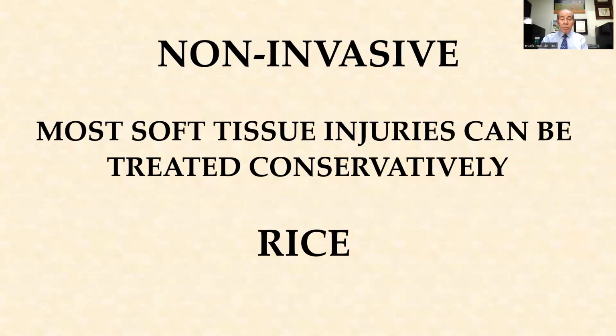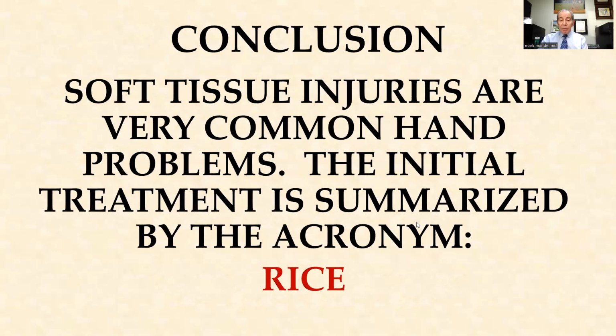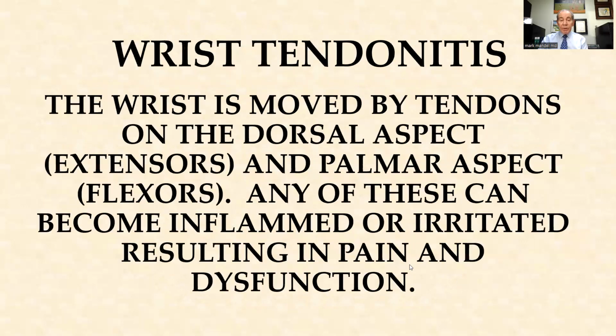So generally speaking, most soft tissue injuries can be treated conservatively using the acronym RICE. They're exceedingly common, and the treatment, again, is summarized by the acronym RICE. Now let's look at some specific forms of tendinitis. The most common ones: wrist tendinitis.